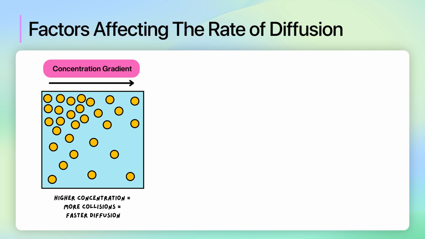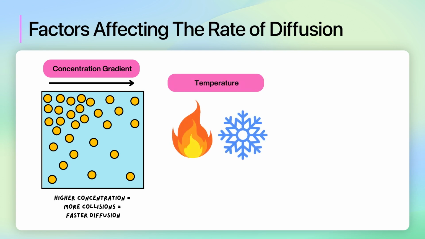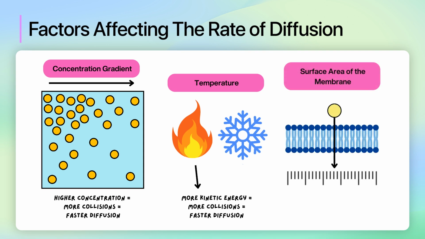The second factor affecting diffusion is temperature. Higher temperatures increase the kinetic energy of particles. When particles move faster, they collide more frequently, leading to a faster rate of diffusion. The final factor affecting diffusion is surface area of the membrane. When substances are diffusing across a membrane, the surface area of the membrane plays a critical role. A larger membrane surface area provides more space for particles to pass through, thereby increasing the rate of diffusion.